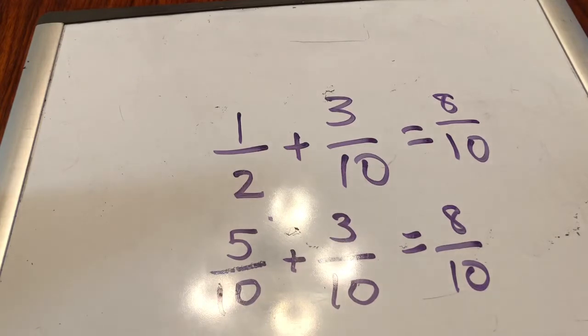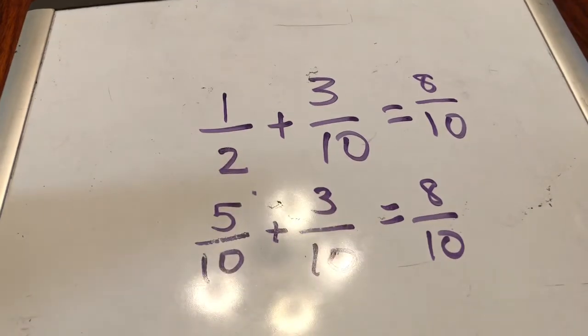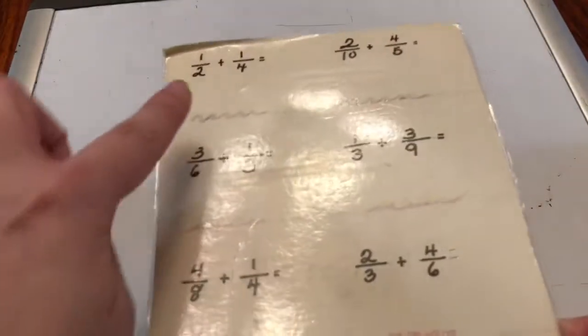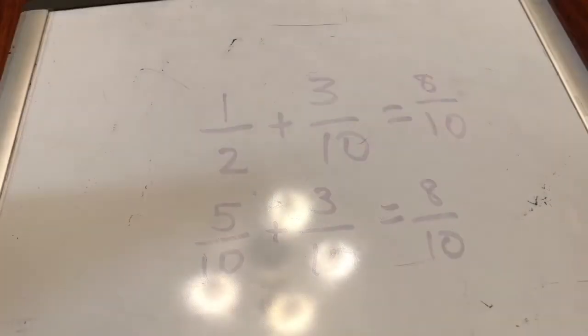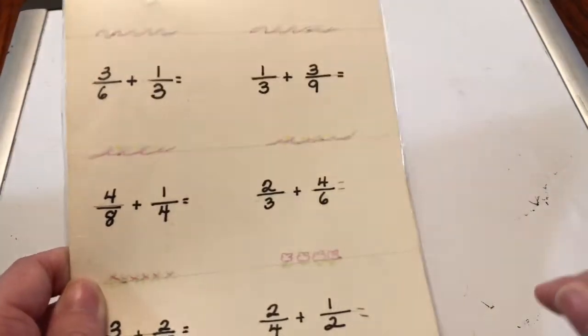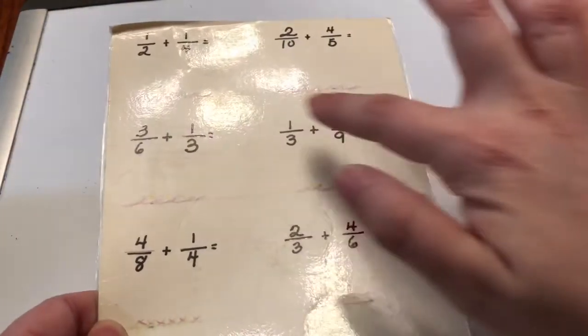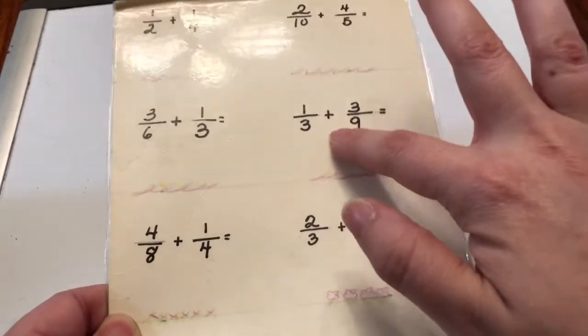All right, so now we're going to take a look. We're going to do one more problem, and it's going to be the first one on your follow-up work. We're going to do 1/2 plus 1/4. So now we're going to look at one of the problems on your follow-up work. It is the 4th problem, 1/3 plus 3/9.